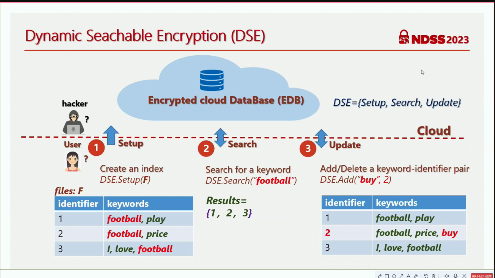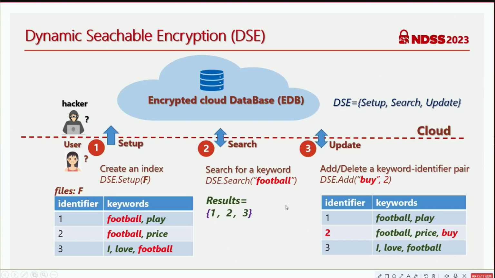To search over the encrypted data, the user first needs to upload an encrypted index generated by encrypting a set of data files. In the second stage, the user invokes the DSE protocol to search a keyword. For example, the user searches football and fetches a set of file identifiers as the result set. In the third stage, the user updates the encrypted database directly by using an encrypted token. For example, the user wants to insert a keyword "bag" into the second file.